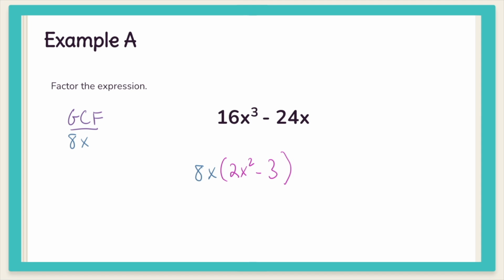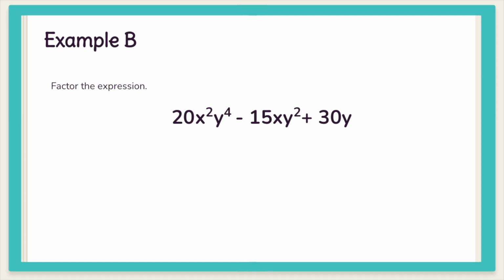Now let's take a look at the next example. So here in example B, again, I'm going to look for my greatest common factor, so things that I can pull out that are both my number and my variable. So I'm going to start with my numbers. So I've got 20, negative 15, and 30. The number that's the biggest that I can pull out of the three of those is going to be a 5. So that's my number.